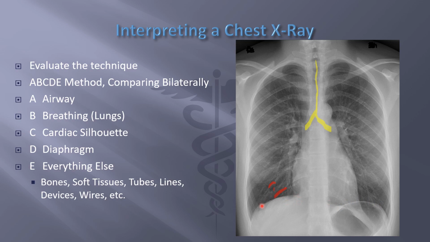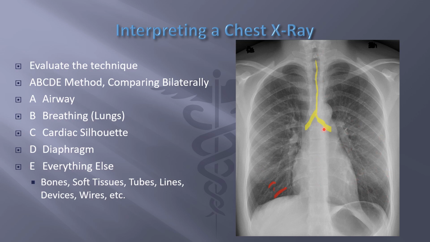Also, you want to take a look at these corners, called costophrenic angles, or CPA. You want to see nice crisp angles here. And E would be everything else. So I want to look at bones, and I want to look at all the ribs, and I want to look at both sides. I do everything bilaterally.